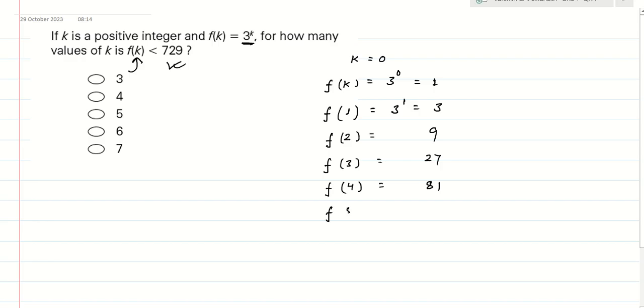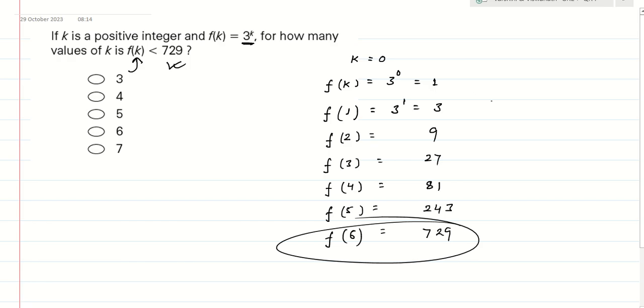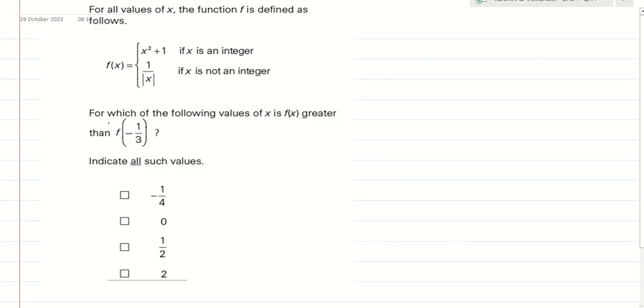If k equals 5, 243. If we go for k equals 6 here, 729, which will not satisfy. The condition is it should be lesser than 729. So the only possibilities are 1, 2, 3, 4, 5, 6. Correct, no? Good. Let's go ahead with this question. I'll give you time for 1 minute.